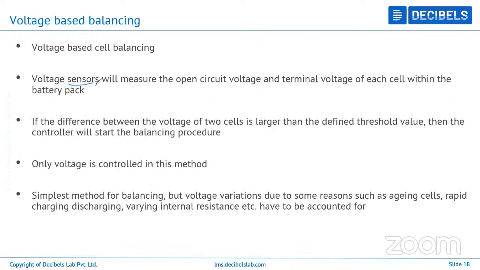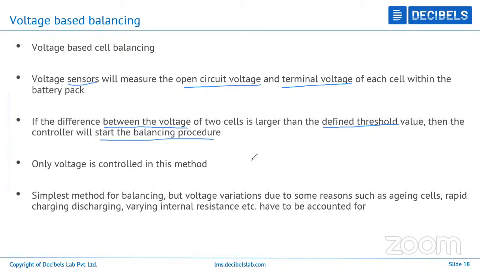Each cell will have a voltage sensor, and it will measure the open circuit voltage and terminal voltage of each cell of the battery pack. If differences are noted between two or more cells, and if that difference is larger than a particular threshold value for the difference in the voltage, then the controller will start the balancing procedure.